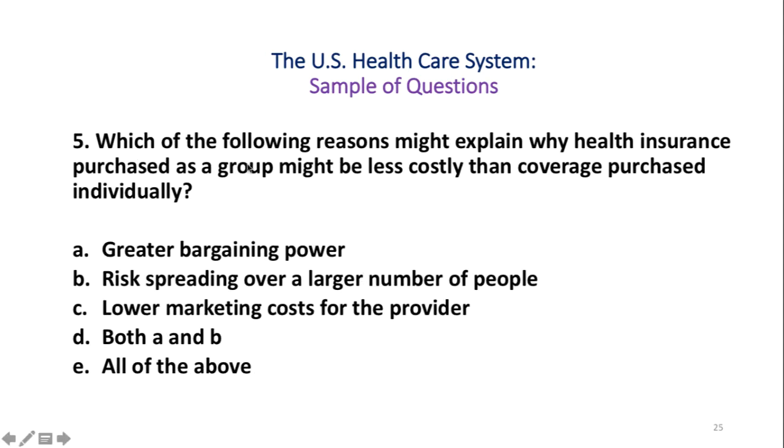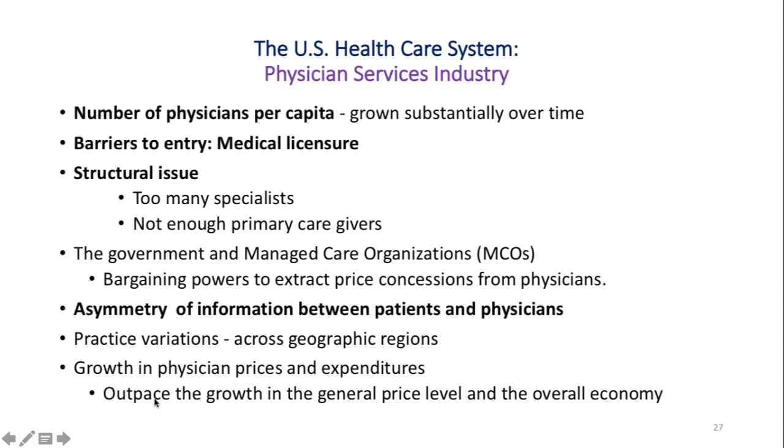And the next question is, which of the following reasons might explain why health insurance purchased as a group might be less costly than coverage purchased individually? Is that because of the greater bargaining power, risk spreading over a larger number of people, lower marketing costs for providers, A and B, or all of the above? The answer would be all of the above.